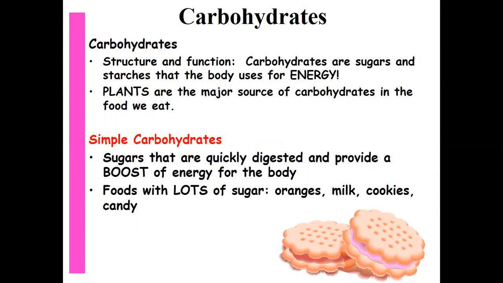And we have carbohydrate divided into two types. They are simple carbohydrates. Sugars that are quickly broken down are an example of a simple carbohydrate, and they are found in oranges. You find it in oranges, in milk, cookies, and also the candies we take.